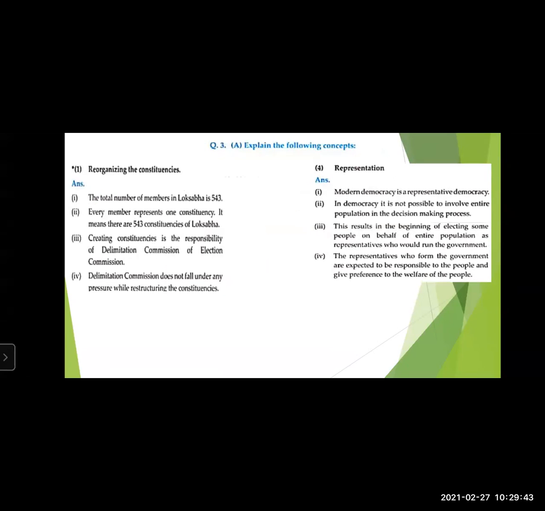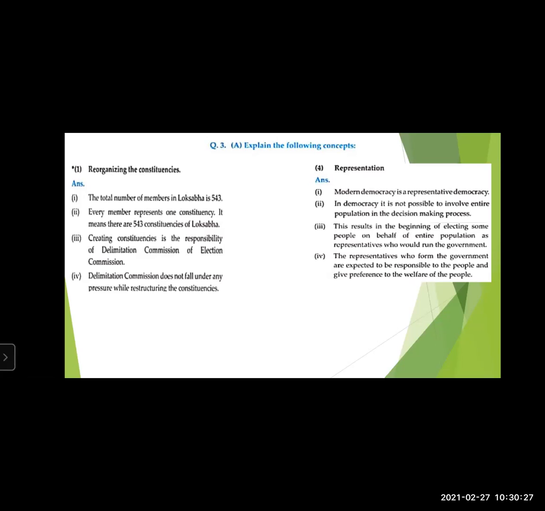The next is: explain the following concepts. The first one is reorganizing the constituencies. Here also you have to answer in points and you have to answer all the relevant points to get the full marks. The total number of members in Lok Sabha is 543. Then second point, every member represents one constituency. It means there are 543 constituencies of Lok Sabha. Third point, creating constituencies is the responsibility of the Delimitation Commission of the Election Commission. Fourth point, the Delimitation Commission does not fall under any pressure while restructuring the constituencies.